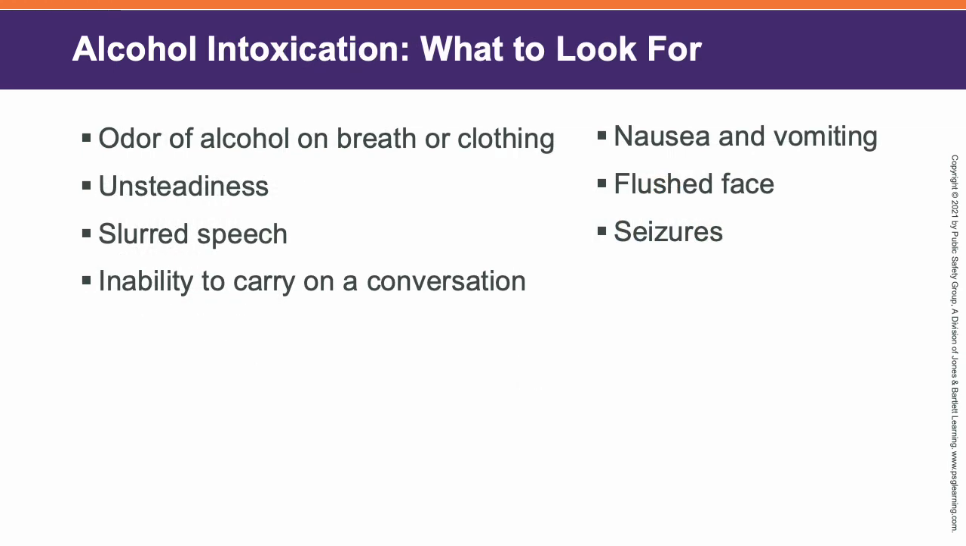As far as what to look for with alcohol poisoning or alcohol intoxication, most of us have met somebody who's been intoxicated before, but when it gets severe, it can be quite different. First of all, they are likely going to smell like alcohol either on their clothing or on their breath. It can lead to nausea and vomiting. They're likely going to be unsteady, have bad balance. Their speech might be slurred.